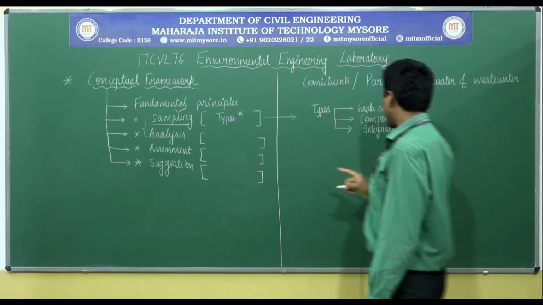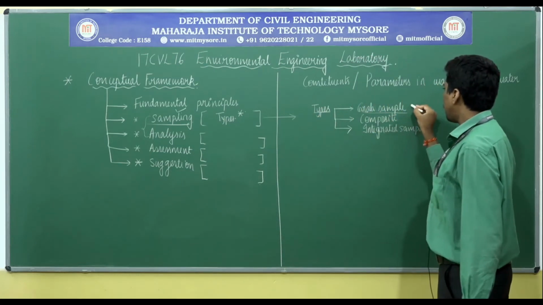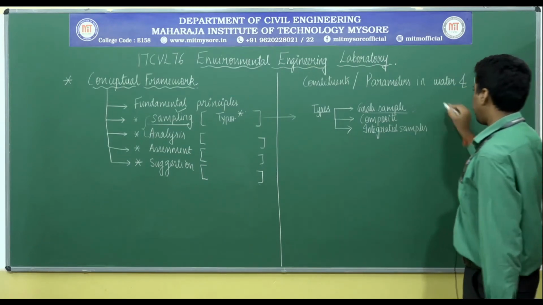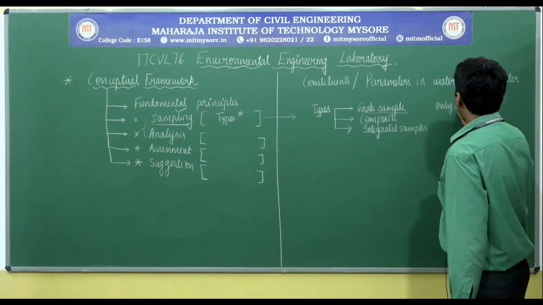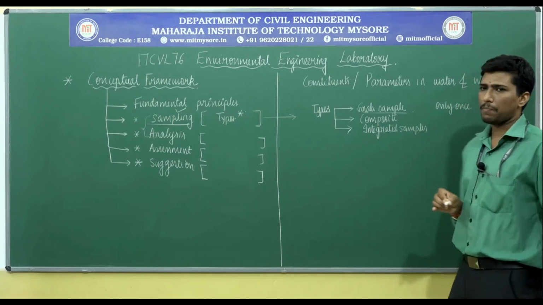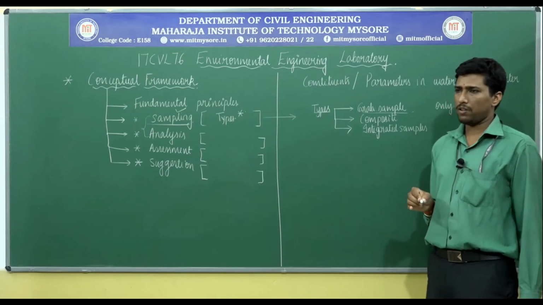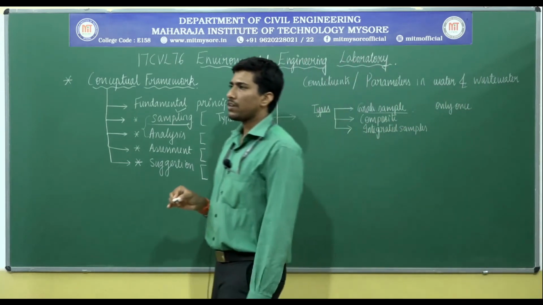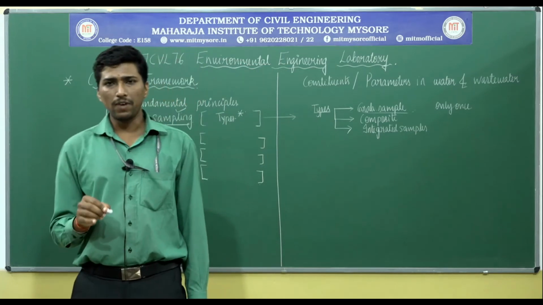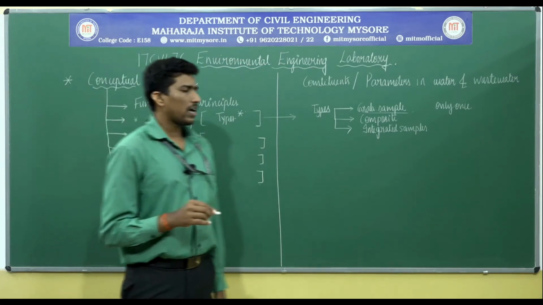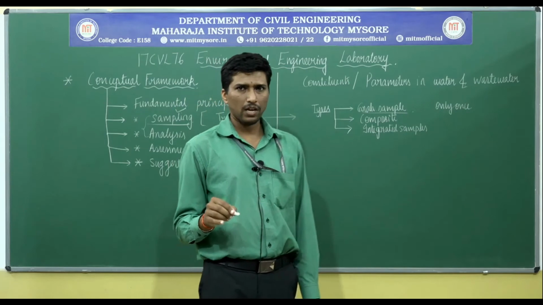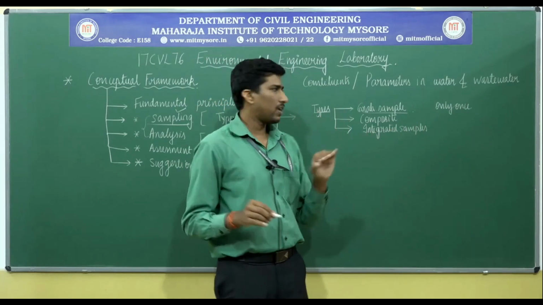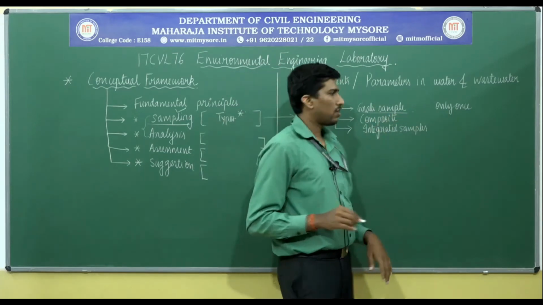Next thing that you come across here is the grab sample. It represents collection of the sample only once at a time, only once at a time. That kind of sample we call a grab sample. Usually in environmental engineering practice, when the rate of the pollutants varies in nature, at one particular instance of time we take the sample only once, and that we call the grab sample.